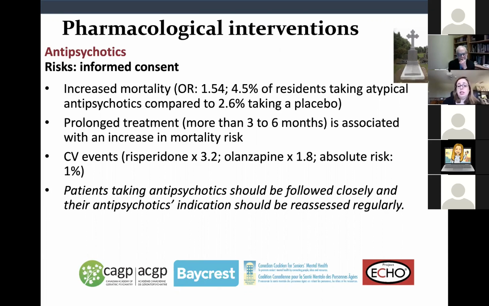So patients taking antipsychotics should be followed closely, and their antipsychotic indication should be reassessed regularly. We need to obtain an informed consent or substitute informed consent, and document that the indication was really there.